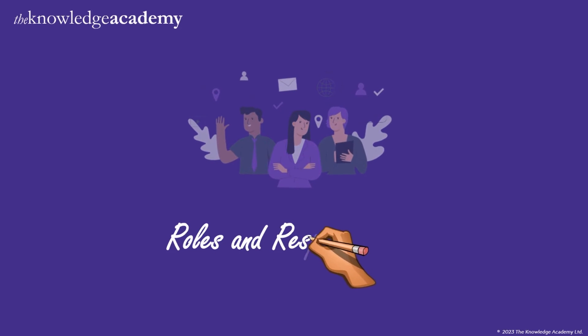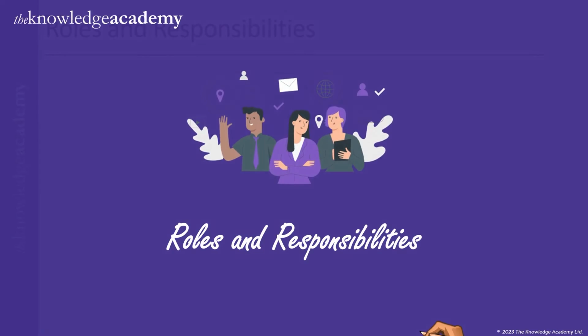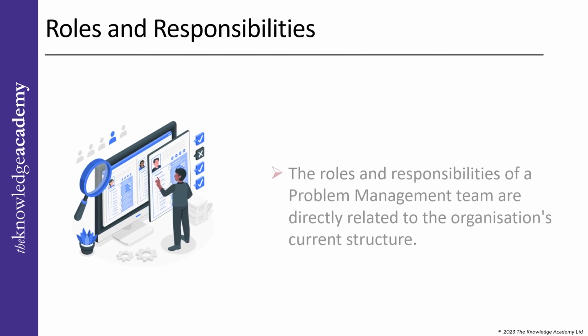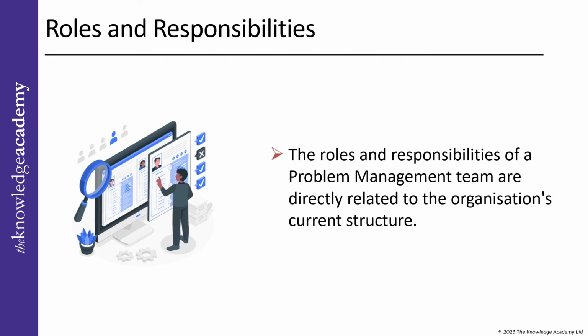Now, the roles and responsibilities. The roles and responsibilities of a problem management team are directly related to the organization's current structure. Factors such as the organization's age, culture, technology, and presence among the worldwide nations matter, and affect the formation and setup of the problem management team.